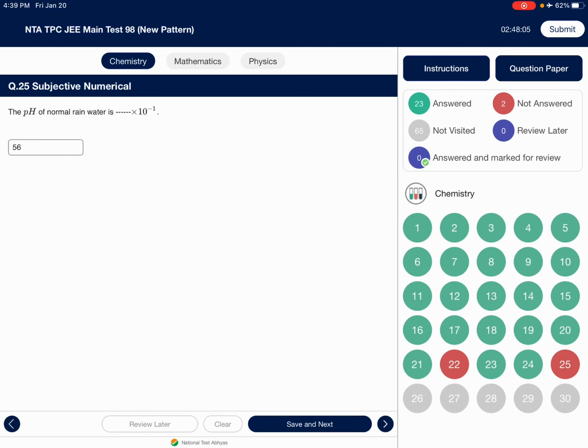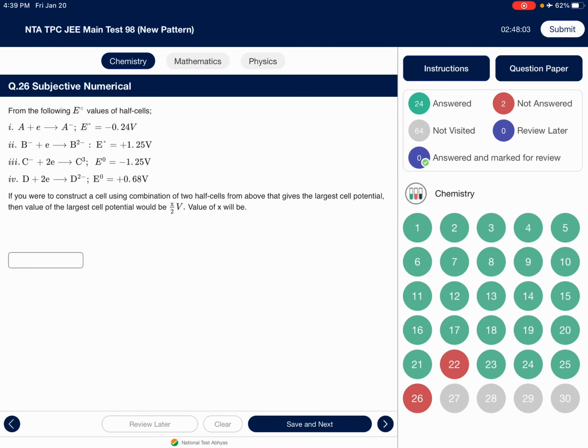NCERT statement. From the following E0 values of the half cells, if you were to construct a cell using a combination of two half cells from the above that gives the largest cell potential, the value of the cell potential would be x by 2 V. Now, largest means you take the highest negative value and the highest positive value. That is minus 1.25 plus 1.25, it will become 3. Fine, 3. So 3 by 2 is asked. 3 by 2 will become 1.5.